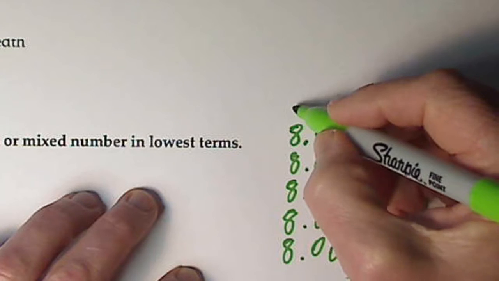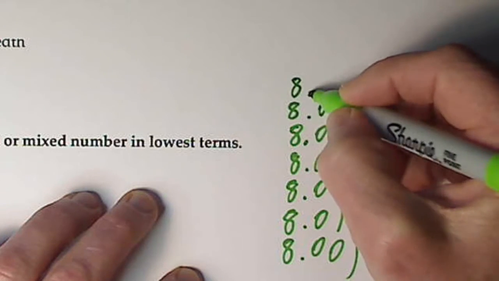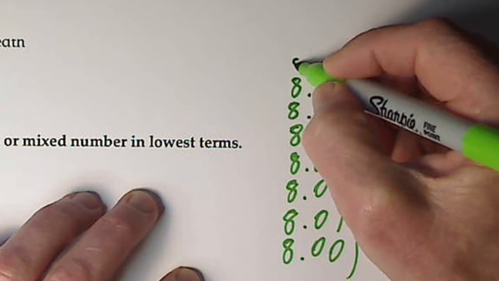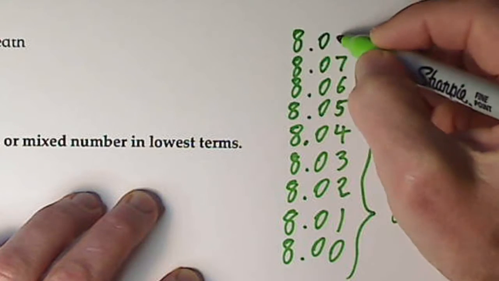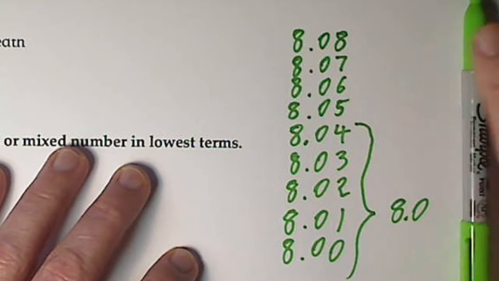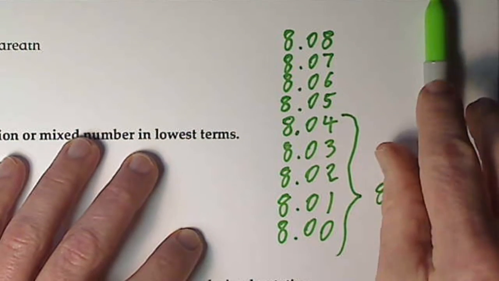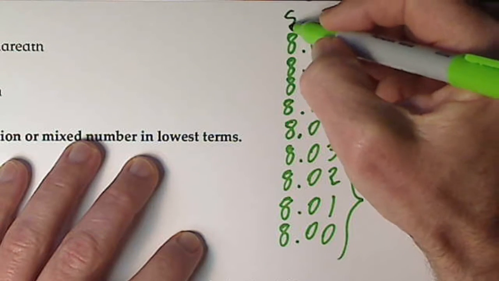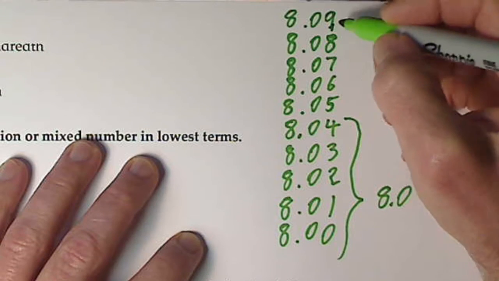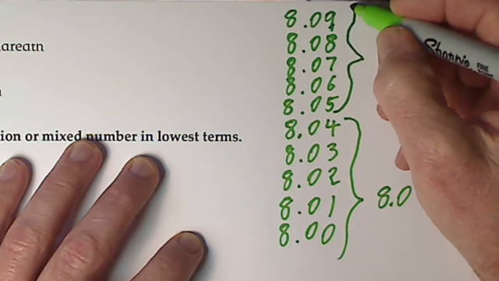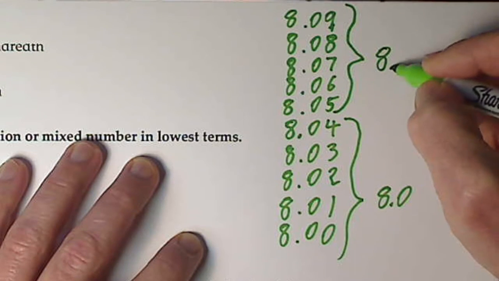If I had 8.05, 8.06, 8.07, 8.08, I'm going to have to zoom out just one here, or 8.09, I would round up for any of these, if I was rounding to the tenths place, to 8.1.